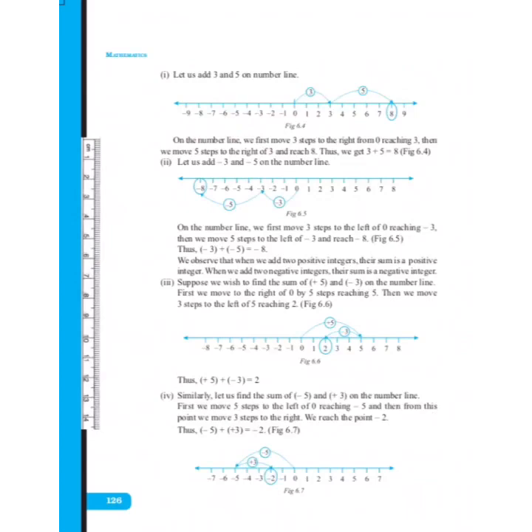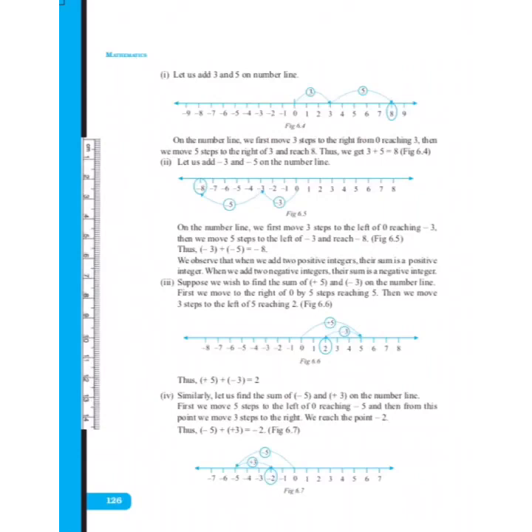So what is the answer? Plus 5 plus minus 3 is plus 2. Now one more example here. Add minus 5 and plus 3 on the number line.